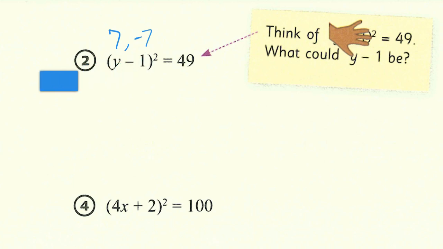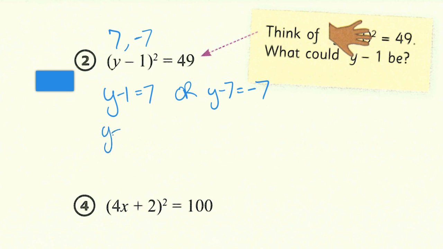And if I move my blue square away, now I know that y minus 1, that inside part, could be 7, or y minus 1 could be negative 7. And so now I have to figure out, what does y need to be? So in the first one, what number minus 1 gets me 7? And I know that that has to be 8. So y is going to equal 8.